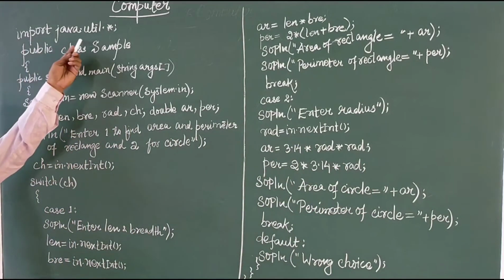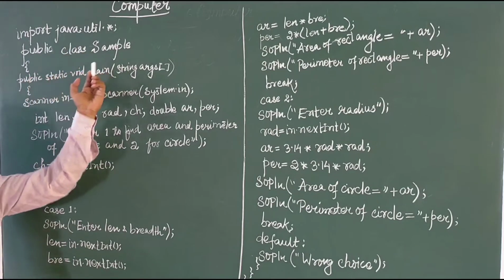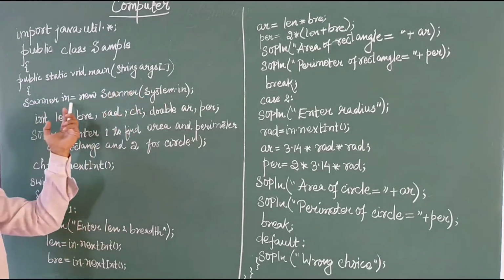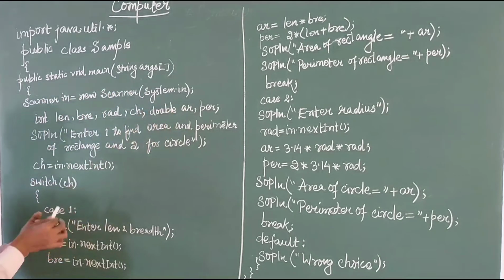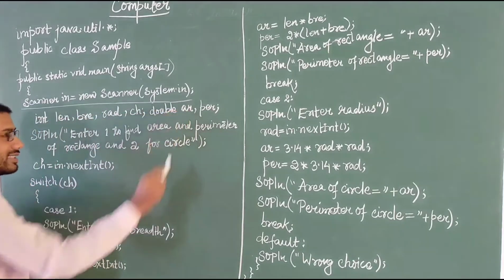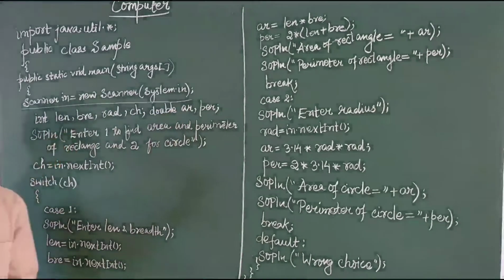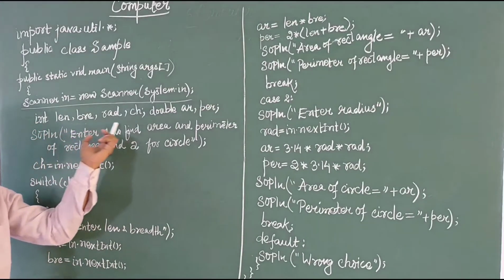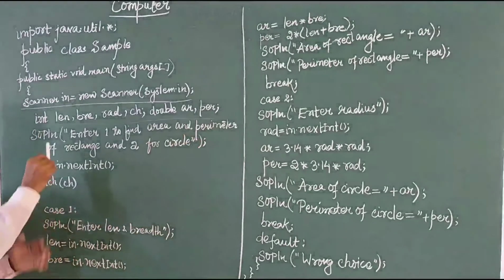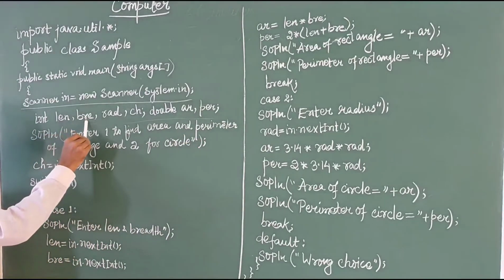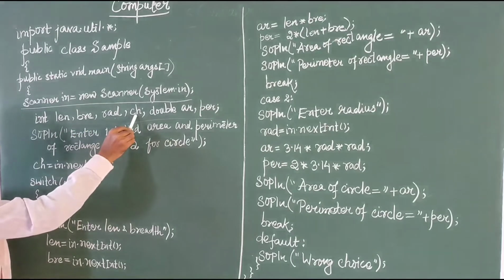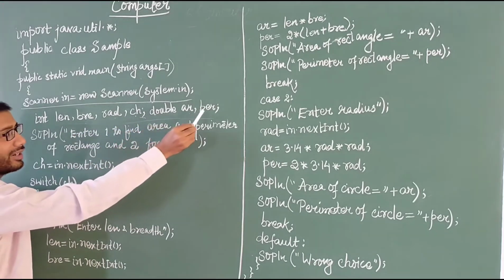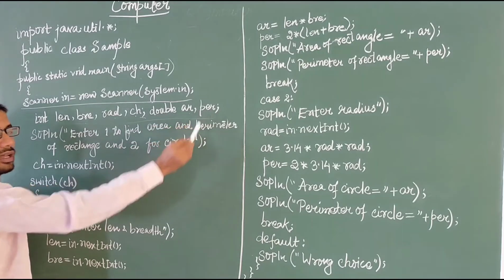First of all, import java.util, public class sample. After that, public static void main(String args[]), Scanner n is equal to new Scanner(System.in). This line is instantiation, every time I am telling you this line. Then int length. These are all the variables. Understood? This line contains all the variables: length for length, bre for breadth, rad for radius, ch for the user's choice. After that, the terminating symbol, semicolon. Then double ar and per: ar for area, per for perimeter.